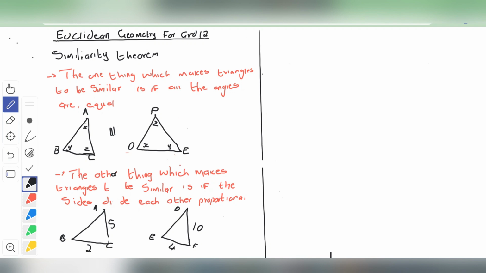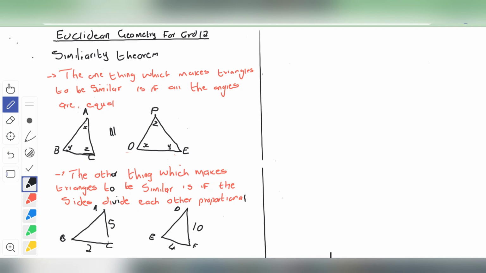So the other thing, okay guys, let me write it using this one. The other thing which makes triangles similar is if the sides divide each other proportionally. Sorry, I don't know what I meant there. Okay, the other thing which makes triangles similar is if the sides divide each other proportionally. How do the sides divide each other proportionally?